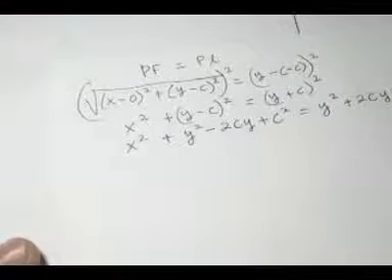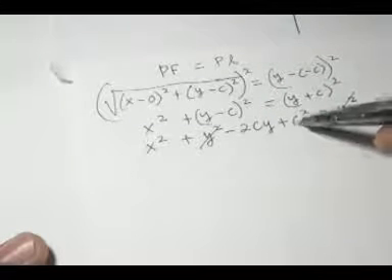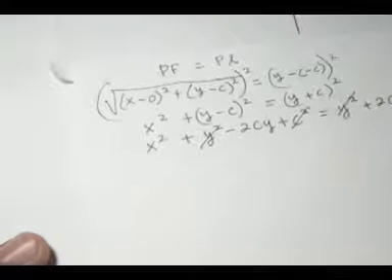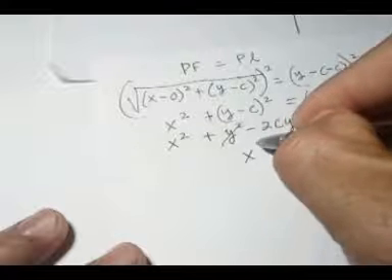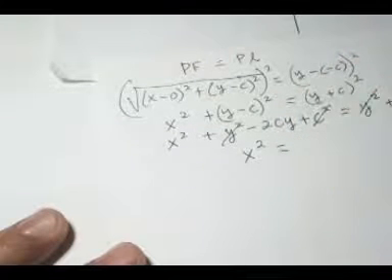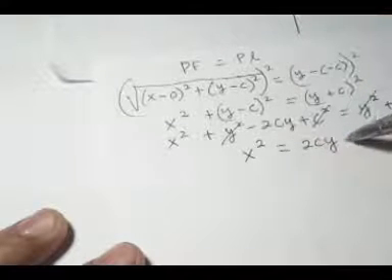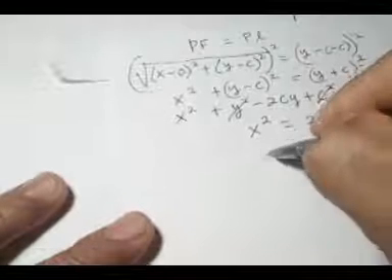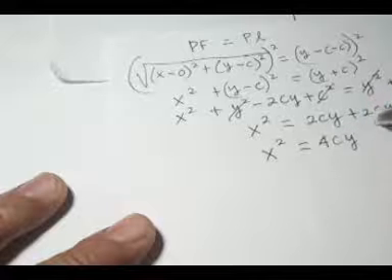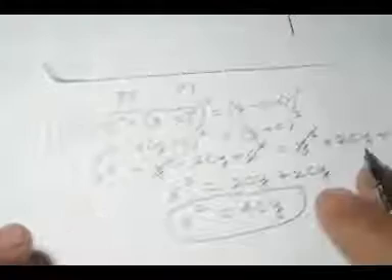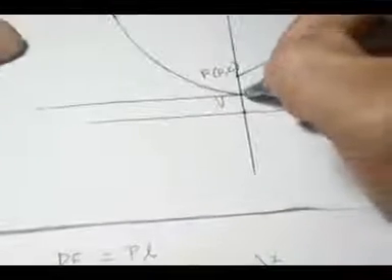Then cancel out common terms on both sides. y squared is the same on both sides. c squared is also present on both sides. We can cancel them out. Then simplify, solve for x squared equals 2cy. Transfer this one to the right, it becomes positive 2cy. Or simplify further, they are similar terms. This is 4cy. So this is the equation of a parabola whose vertex is at the origin and the parabola is open upward.